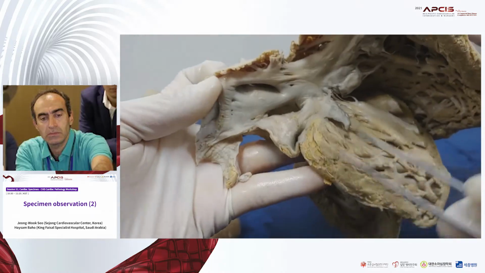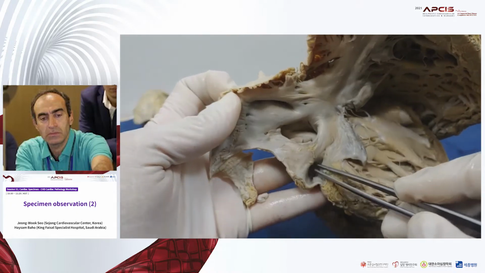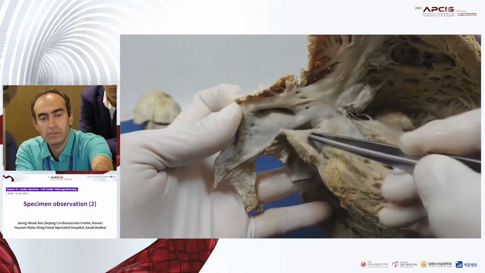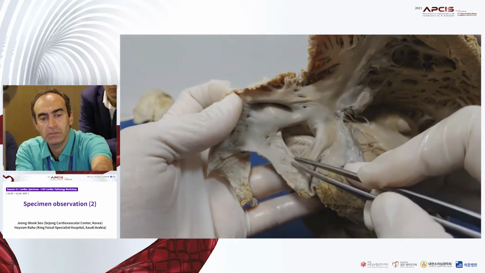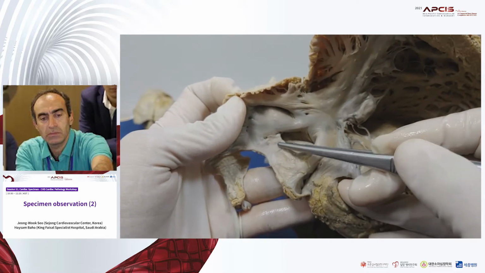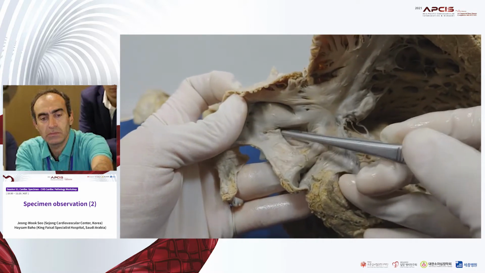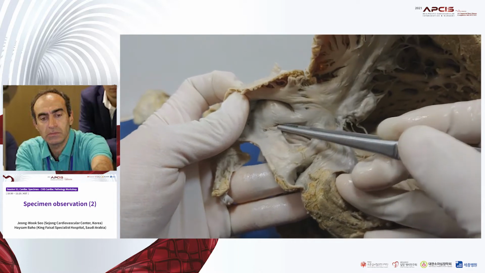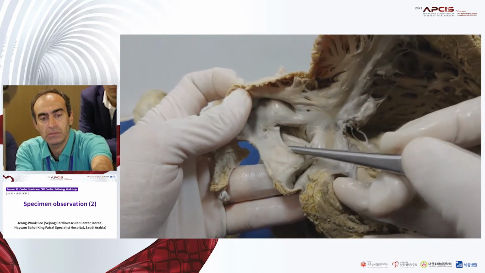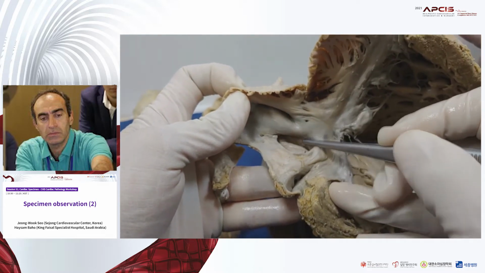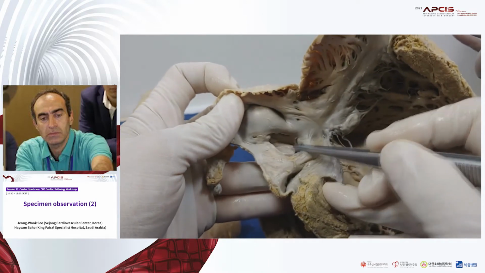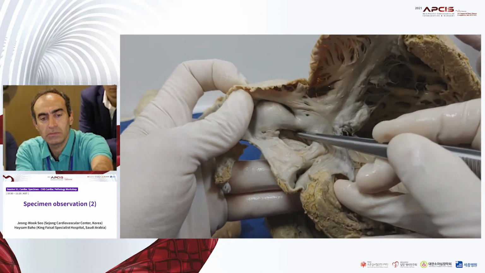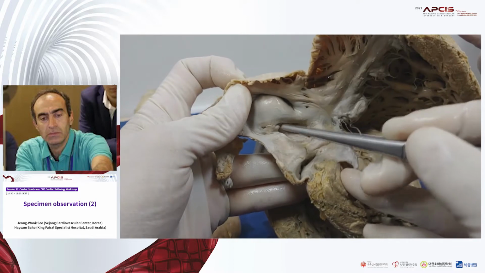Let me open this. This here is the coronary sinus orifice, and that's the defect. And this tissue here is the remnant of the fossa ovalis, and this border is the defect border, the anterior inferior rims of the defect.